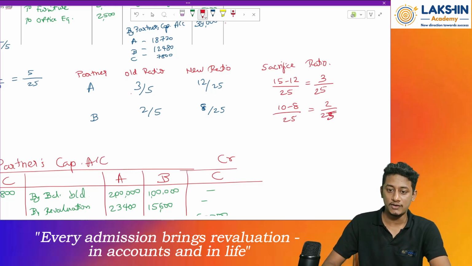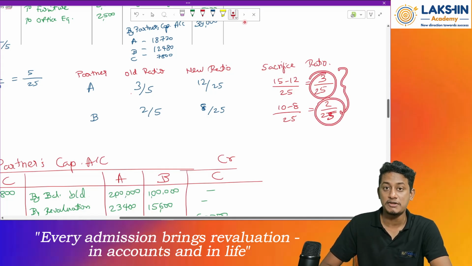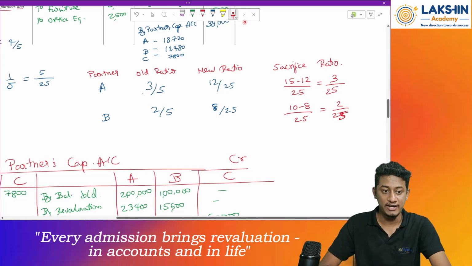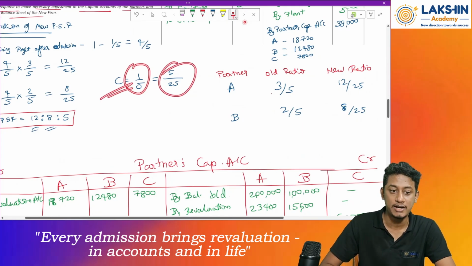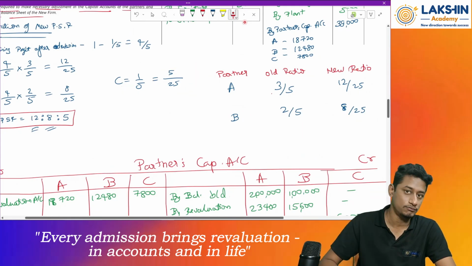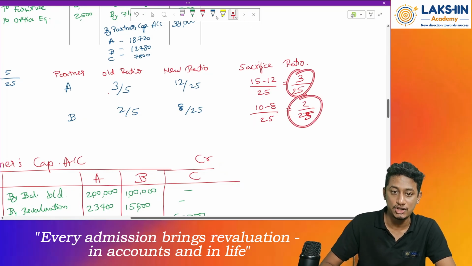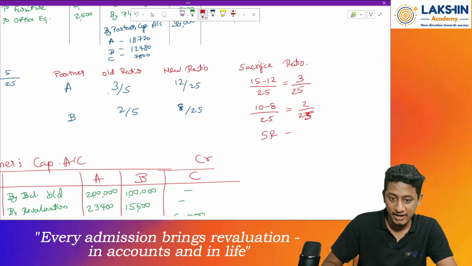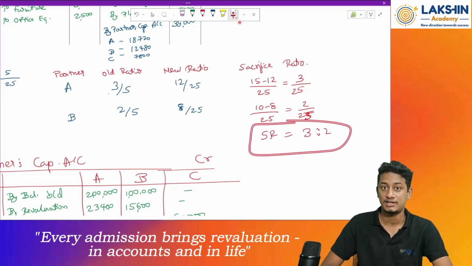Clear? Just to confirm, what you can do is add these both. 3 by 25 plus 2 by 25. How much will that be? 5 by 25. If I divide 5 by 25, how much will that be? 1 by 5, or 5 by 25. That is C's new ratio. Clear? So that means we have correctly computed the sacrifice ratio. The sacrifice ratio is equal to 3:2. Sir, this is exactly the same as the old ratio. Yes, that's what I want to tell you.